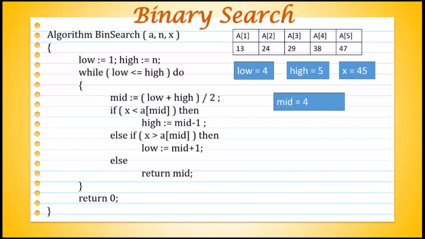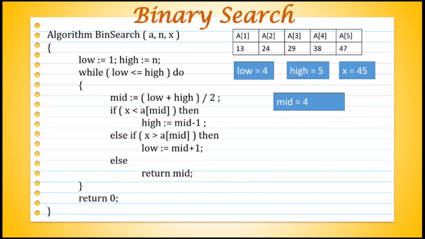Now we will check the if condition. So a of mid means a of 4 and the value which is present is 38. So now we will compare that 38 with 45. So 45 is less than 38. No, this condition is false. That means we will go to the else if part. So is 45 greater than a of mid?